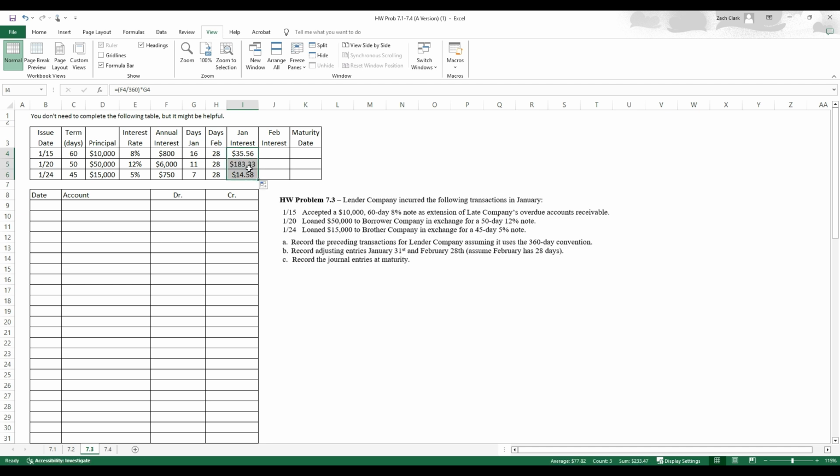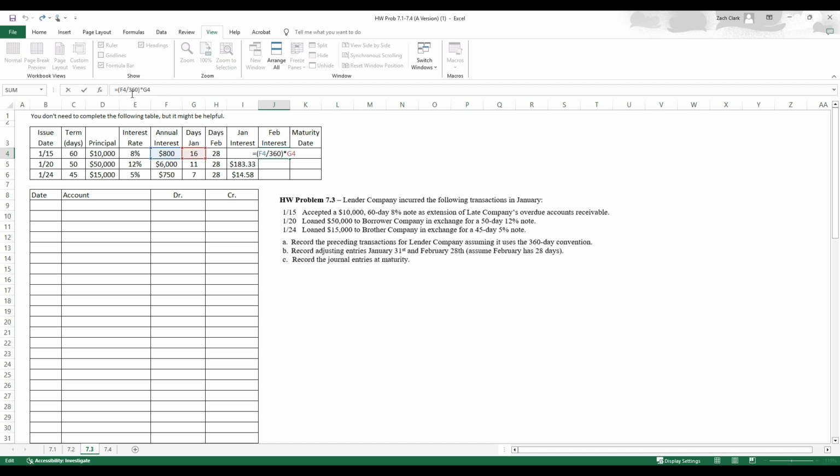35.36. I'm just going to drag it down: 183.33 and 14.58. And then I'm going to copy this formula, Control C to copy. Then I'm going to paste this formula into the formula bar there.